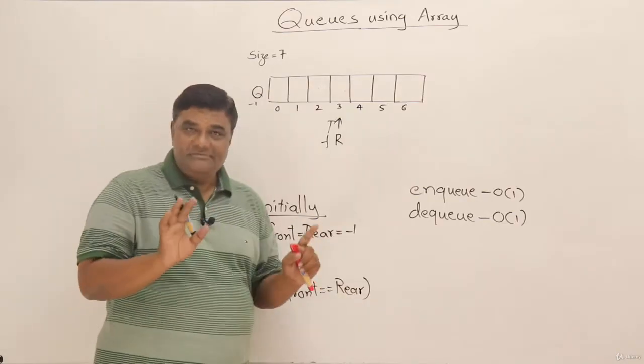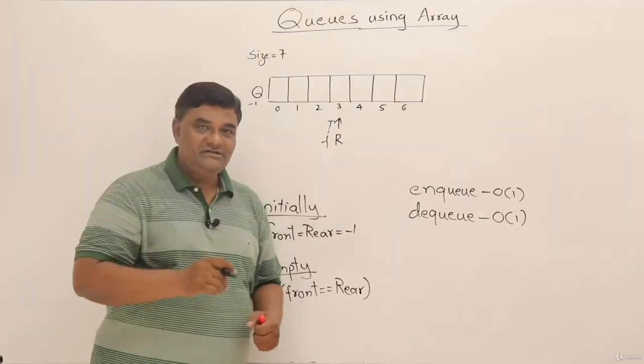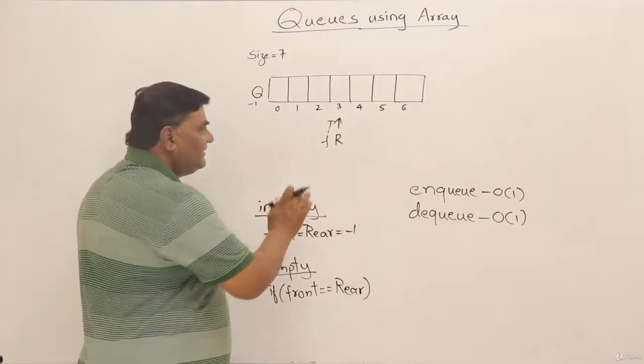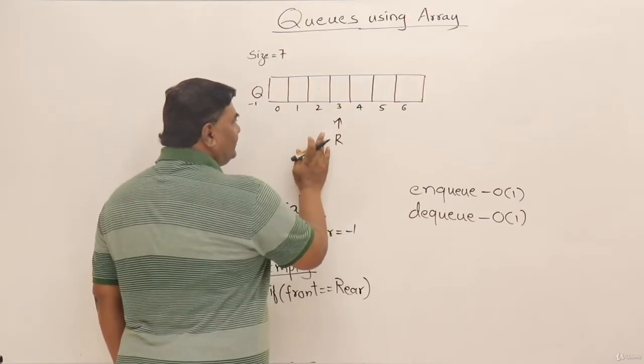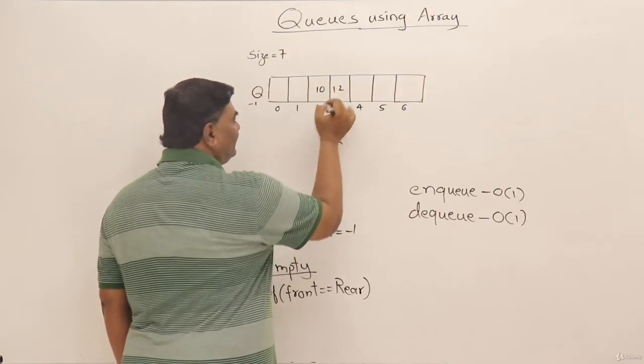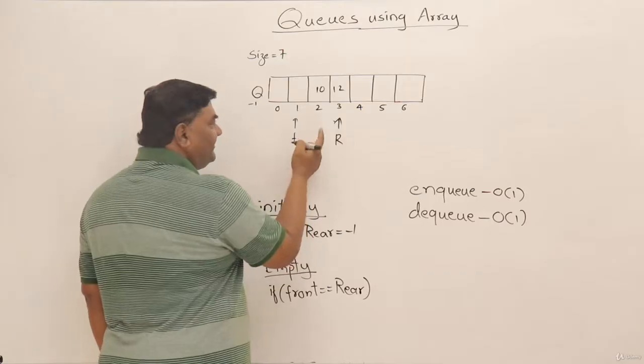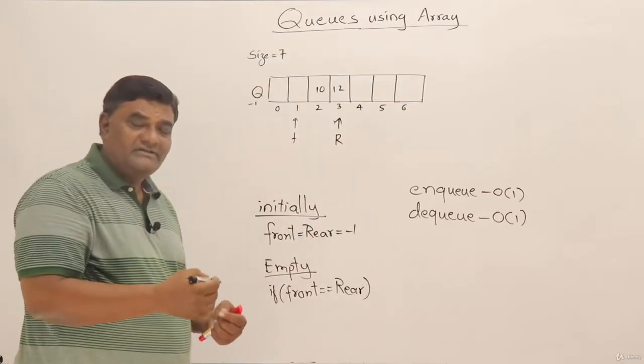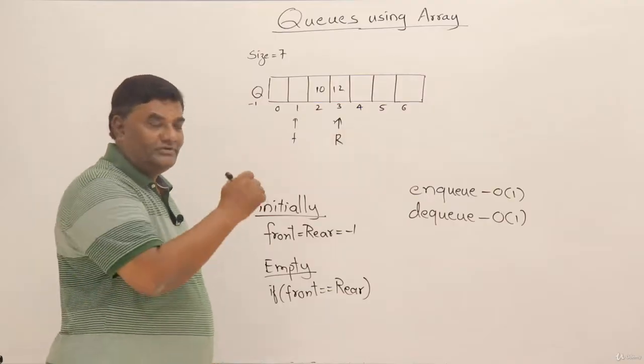So right now it is empty, right? We have to see the full condition. But before that, I want to show you one thing. Just watch here. Suppose I already have 2 elements, 10 and 12, and front was pointing before the first element, right? Now you may think, why is it not pointing at the first element? So let me do it.